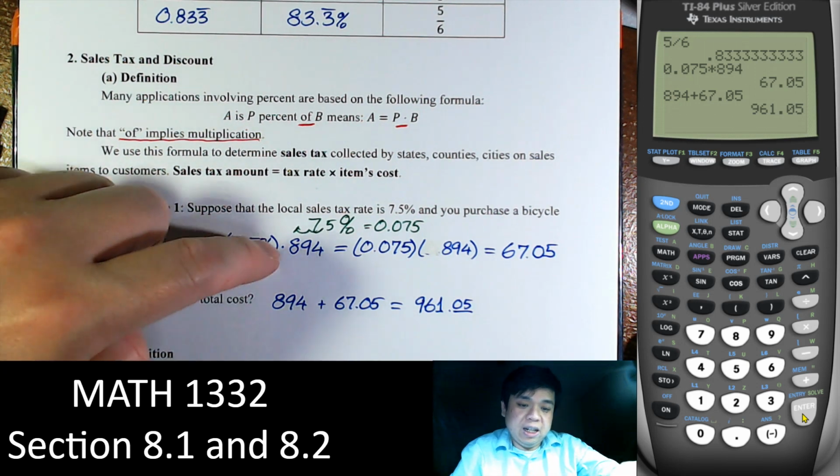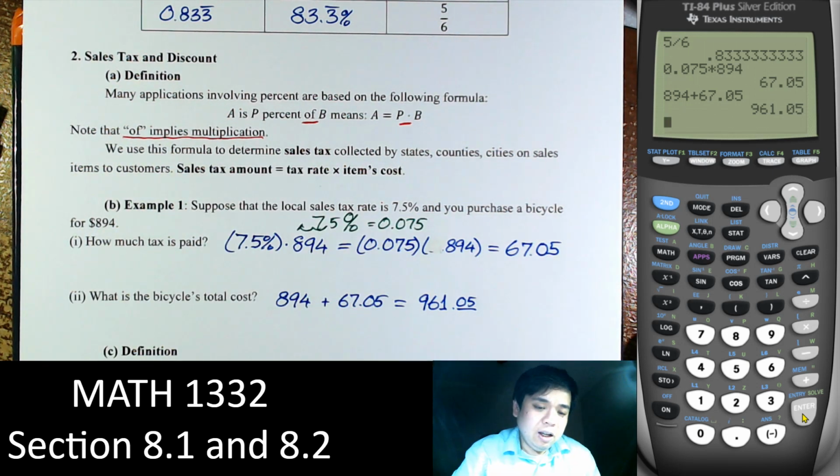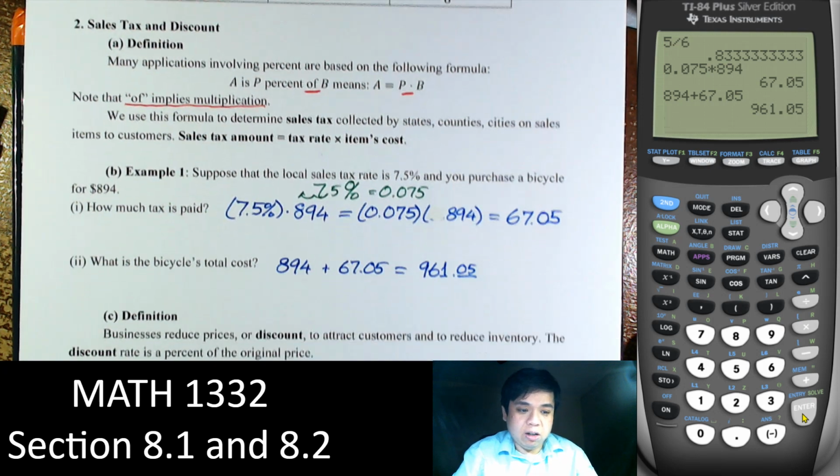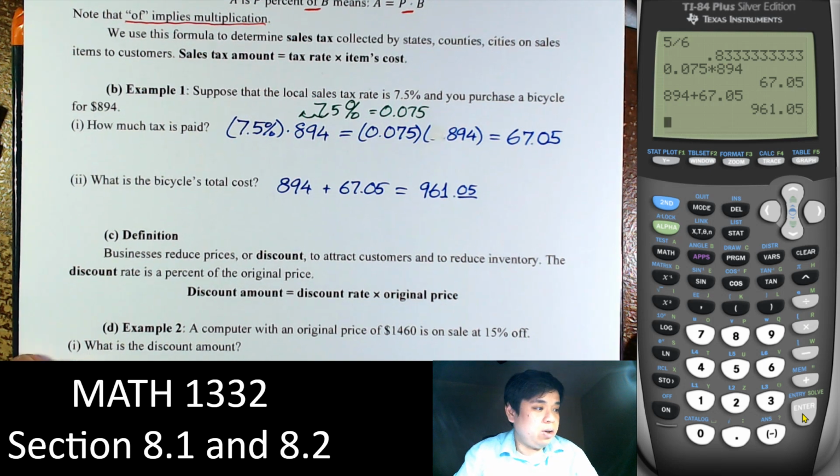So percent of the original price gives us the sales tax, and then adding that to the original price gives us the total cost. So that is the, I'm sorry, the sales tax. Now go to discount. Discount is different. It is deducted from the original price. So here's an example.